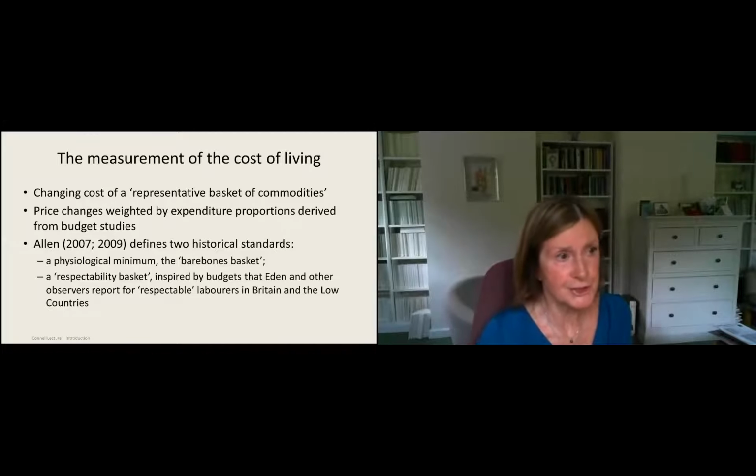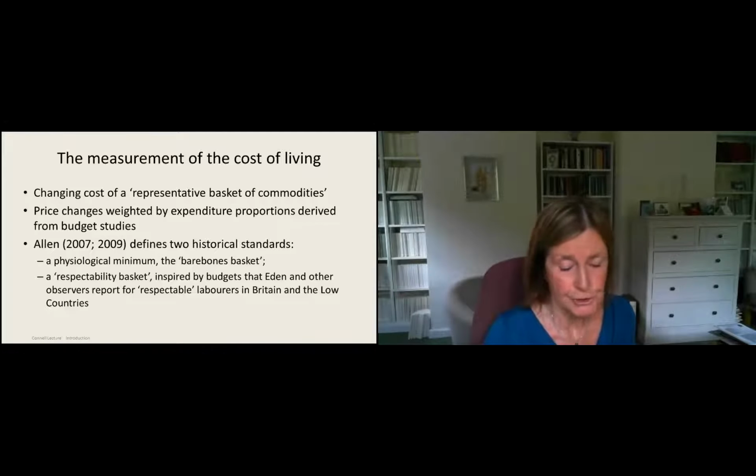So what I'm interested in today then is the measurement of the cost of living, which is usually taken to be the same as the changing cost of a representative basket of commodities, with price changes weighed by the expenditure proportions derived from budget studies. And Robert Allen, who has really pioneered and promoted part of the recent wave of interest in living standards, has defined two historical standards in terms of two baskets of commodities. The first is a physiological minimum, which he appropriately called the bare bones basket. And the second he calls the respectability basket.